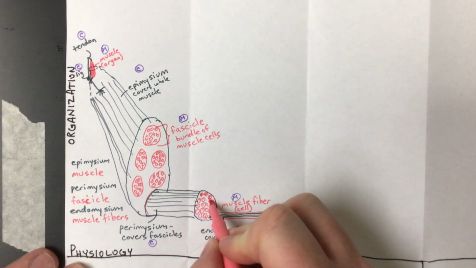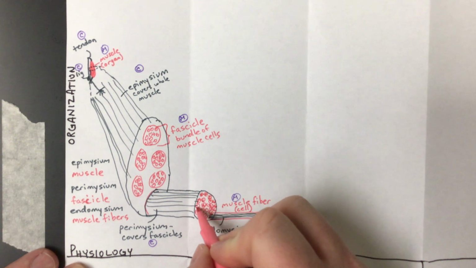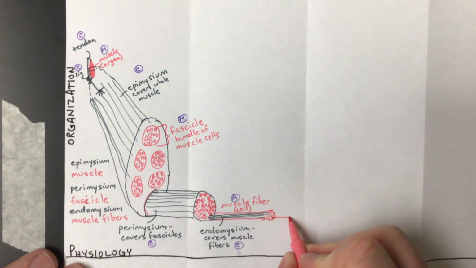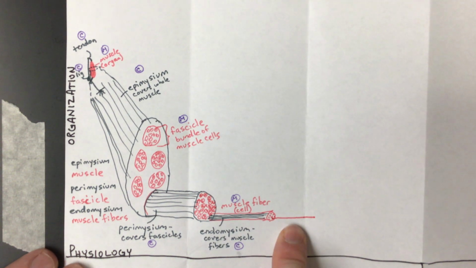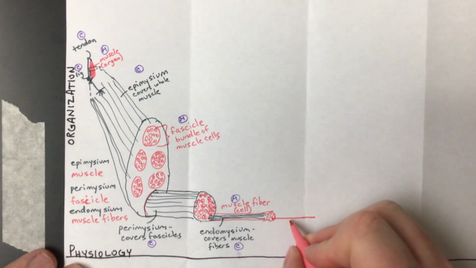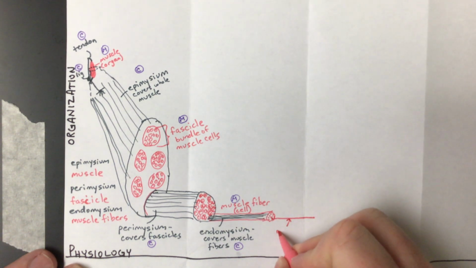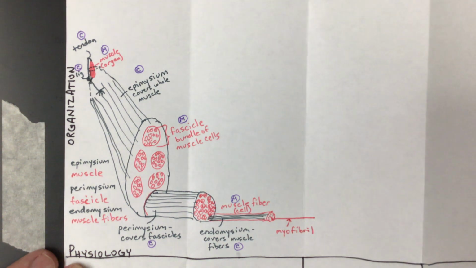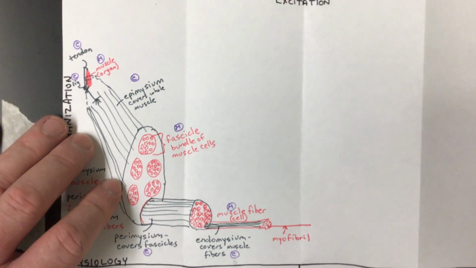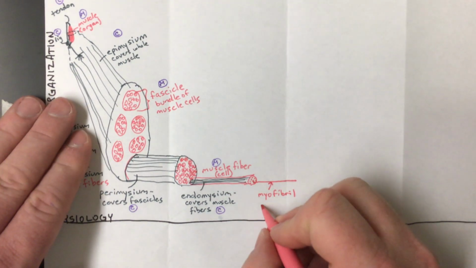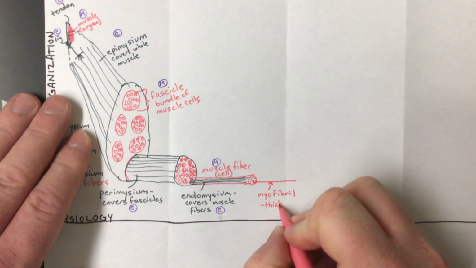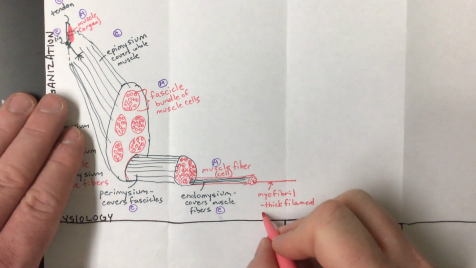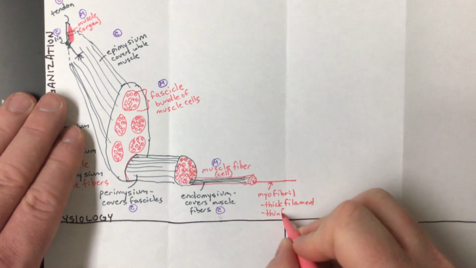So we could draw little dots in all of these. And then we can pull one of those out as well. And now this guy right here is called a myofibril. And myofibrils have two different flavors. So one flavor of myofibril is called a thick filament, and one is called a thin filament.